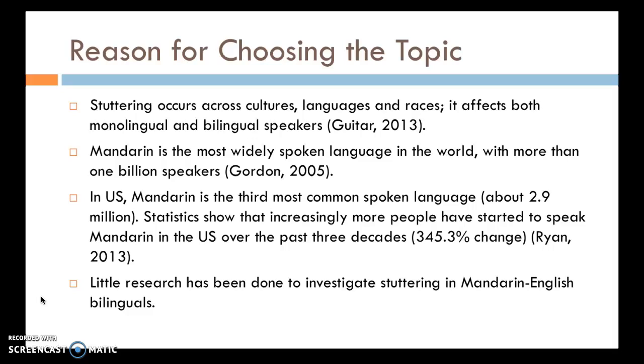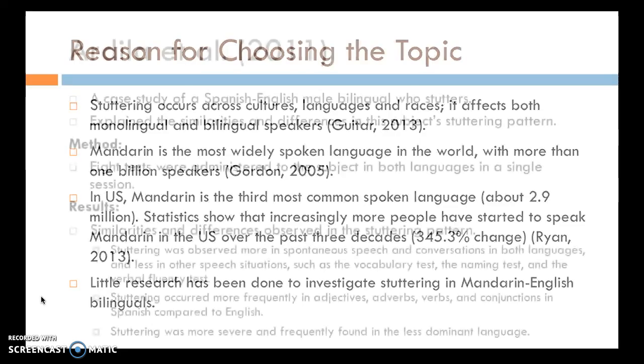Statistics also show that more and more people have started to speak Mandarin in the United States over the past 3 decades, with a 345% change. Even though this is the case, little research has been done to investigate stuttering in Mandarin-English bilinguals, so that's why I chose this topic.